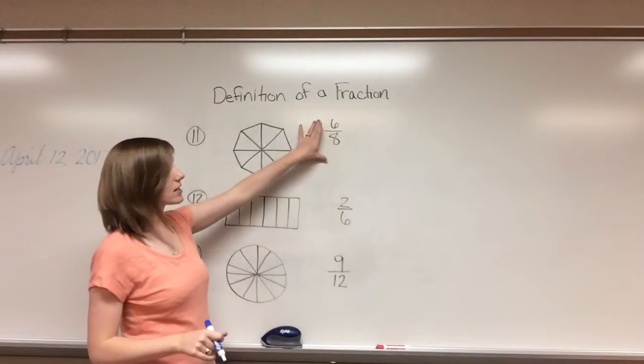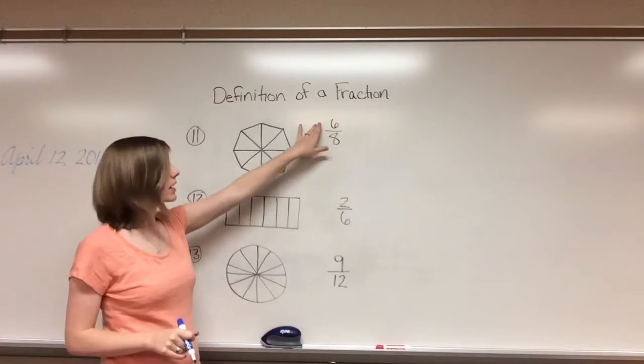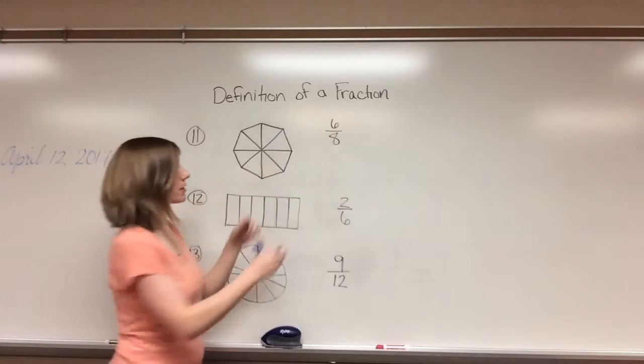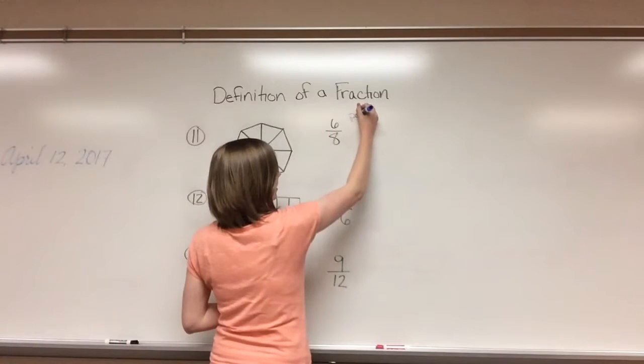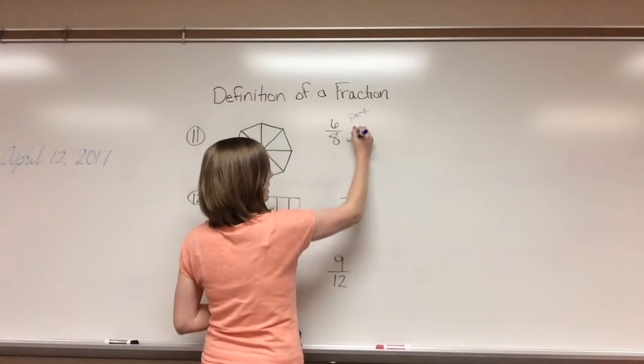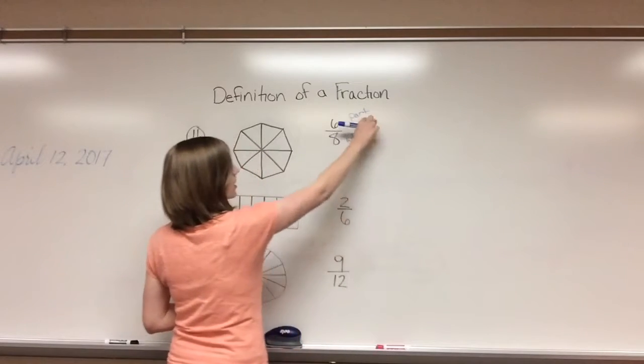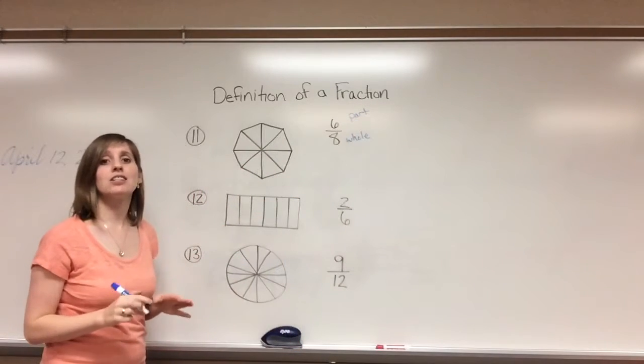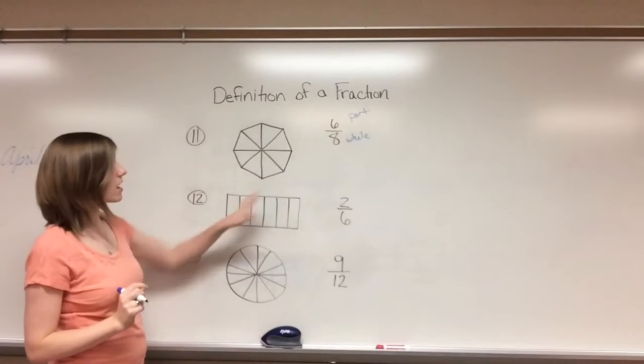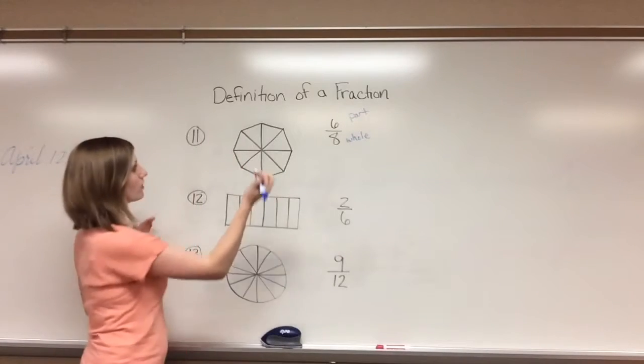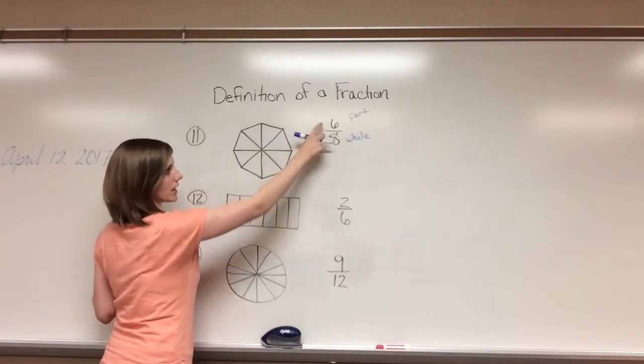Now, the fraction that's supposed to be shaded is the numerator, the top number. Remember, that's our part. So it takes 8 pieces to make up the whole. Our part is only 6. So I need to shade in 6 pieces of this picture. So let's count through and shade in 6.